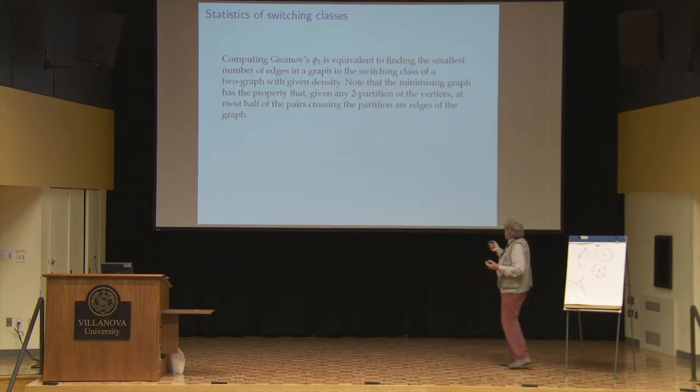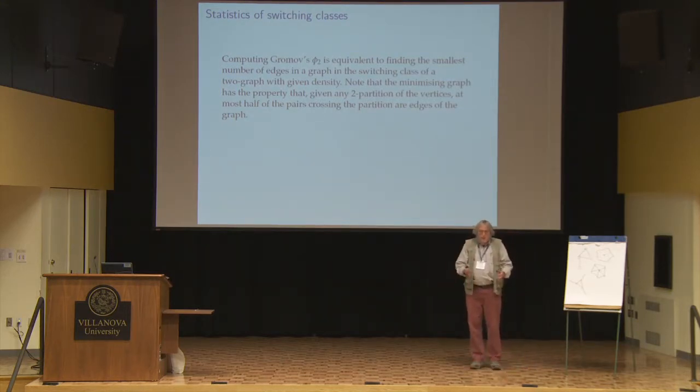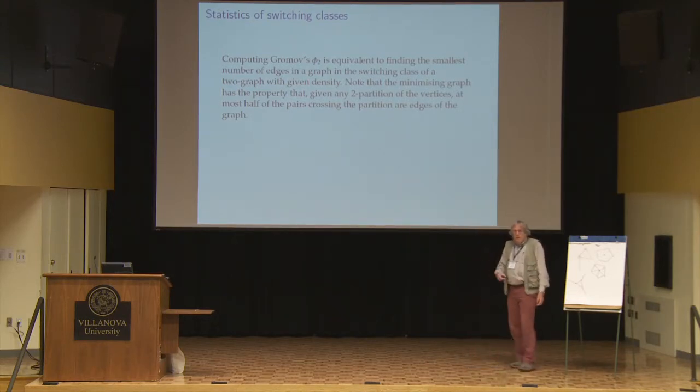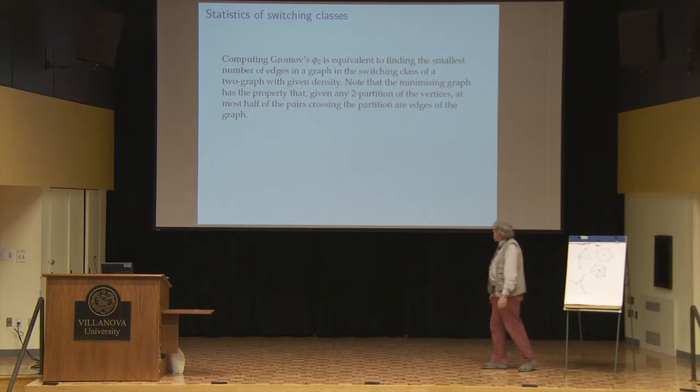So a graph will have smallest density in the switching class if it has the property that for every partition of the vertices into two parts, the number of edges of the graph that cross the partition is at most half of the total number of pairs across the partition. So we're looking for that kind of property of graphs in the switching class.